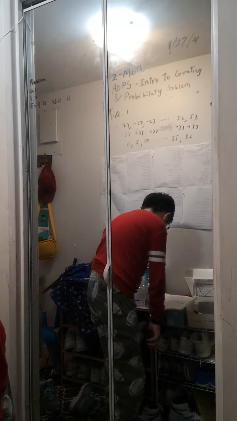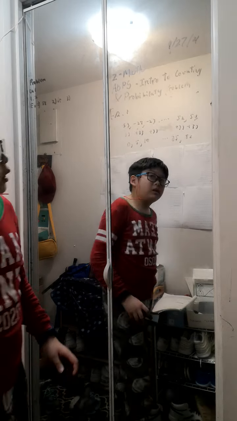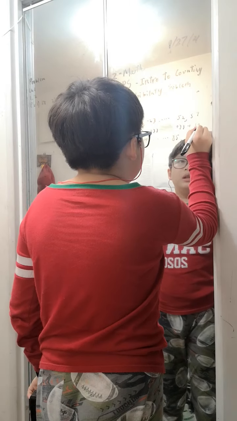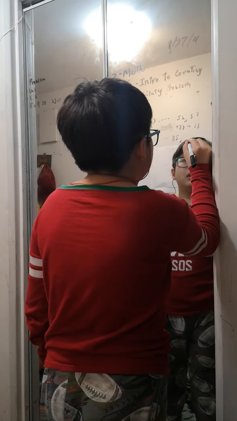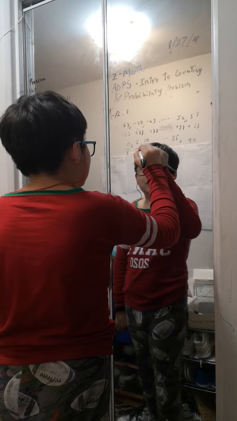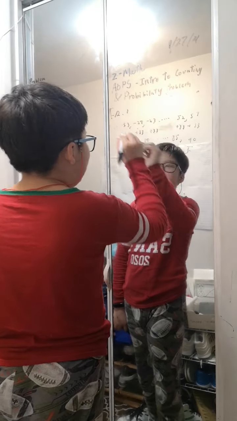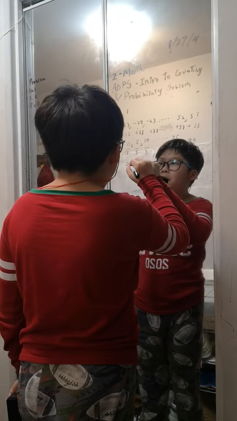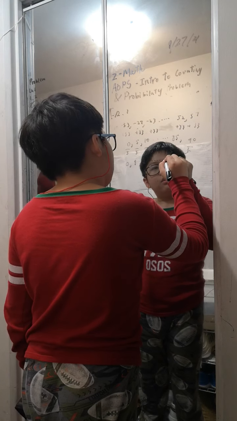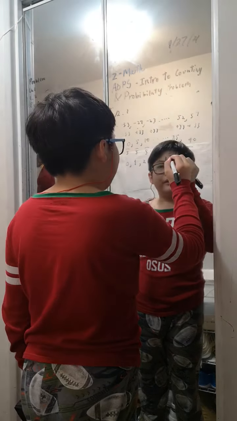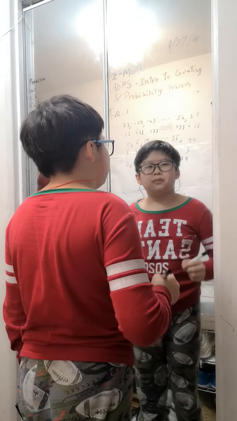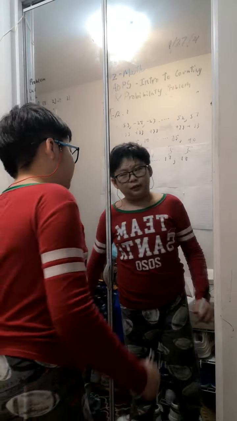Wait, no, it's not 53, it's 57. My bad. Plus 33, so it's 90. So it's 0 to 90. Now, divide each number by 5. This doesn't change the number of items in our list. So 0, 1, 2, all the way to 90 divided by 5, which is 18. So from 0 to 18.